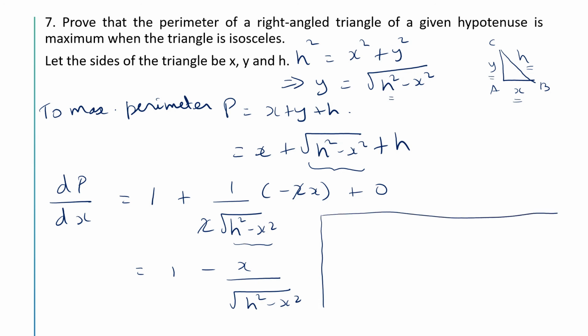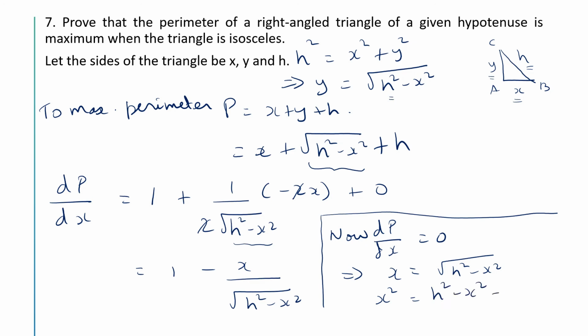So here at the critical point we have dp by dx equal to 0, or from this we get x is equal to root of h square minus x square, or x square is equal to h square minus x square, squaring both sides. So 2x square equal to h square, or x is equal to h by root 2.